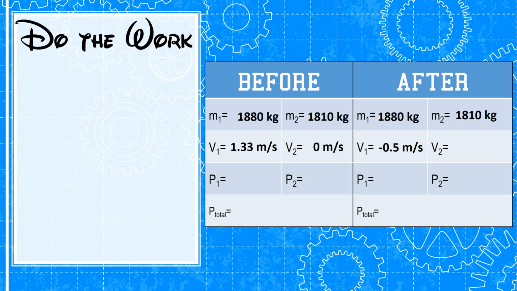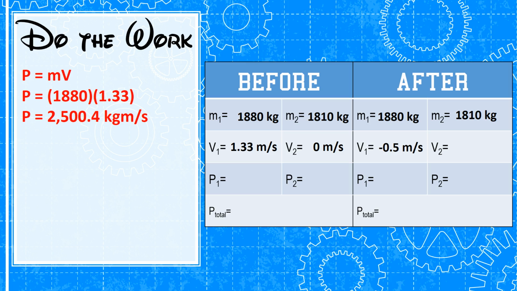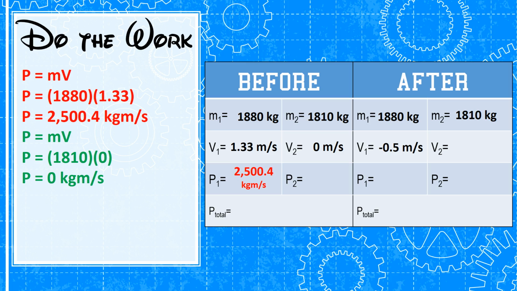Once I have my given information in, I need to start looking for ways to use my formula, P equals M times V. I see a mass and velocity, so I'm going to multiply boat 1's mass and velocity. There's boat 1's momentum. Boat 2's mass and velocity, there's boat 2's momentum. We also know that if an object's not moving, it does not have momentum, it just has inertia. To find the total momentum before the collision, I add those two up. 2,500.4 plus 0 equals 2,500.4 kilogram meters per second.